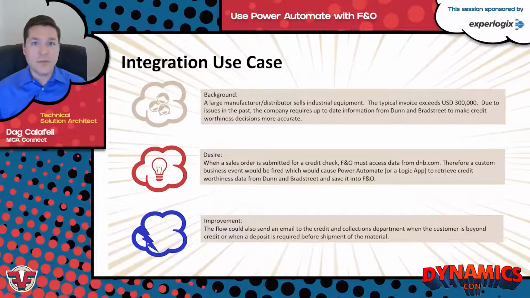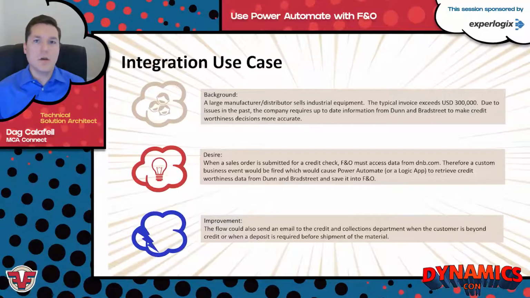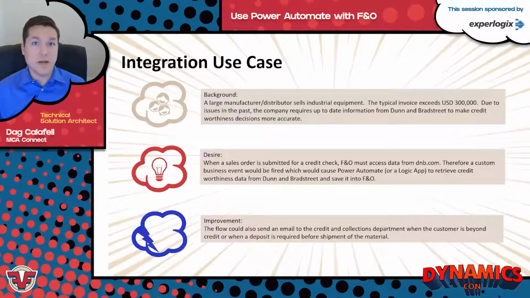Additionally, if we wanted to, once that data is in Power Automate, it makes things very easy to add an action after sending it to finance and operations to check for whether or not the customer is past due or whether or not the customer has some sort of hold outstanding, and then send an appropriate notification or an email, or even set that customer on hold in the customer master.